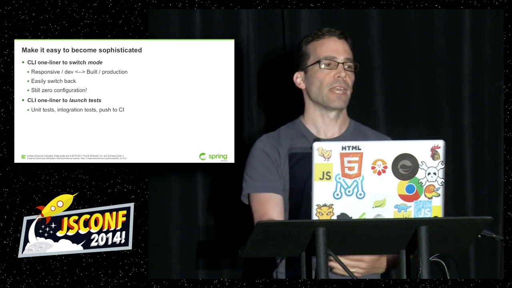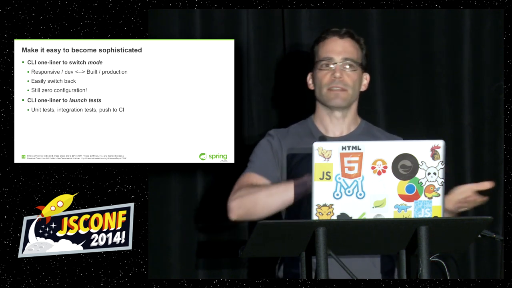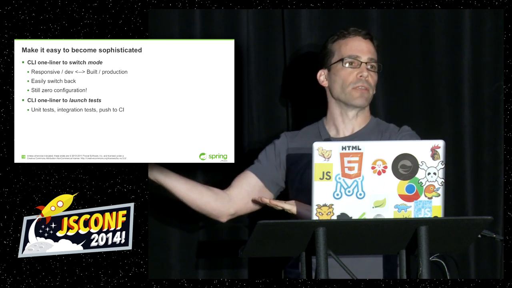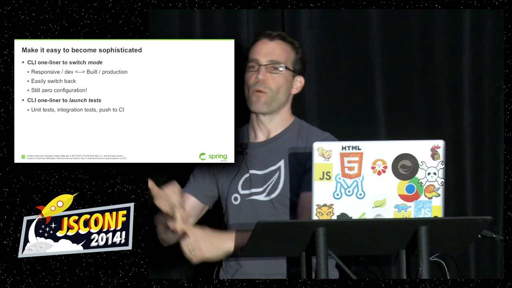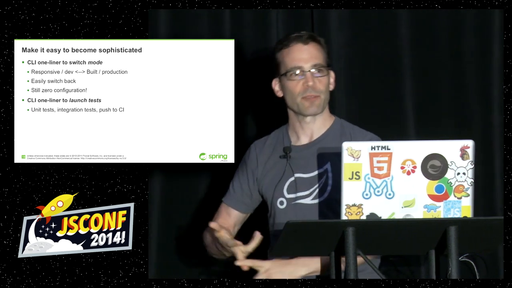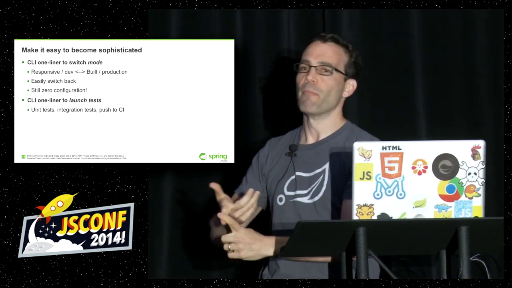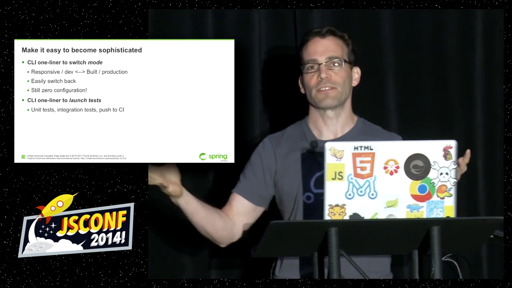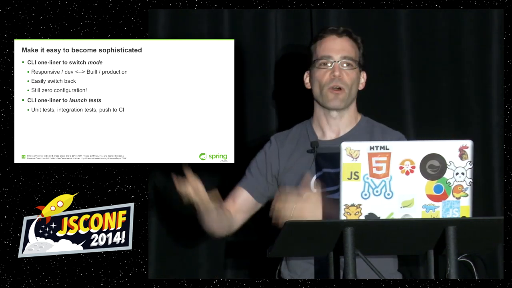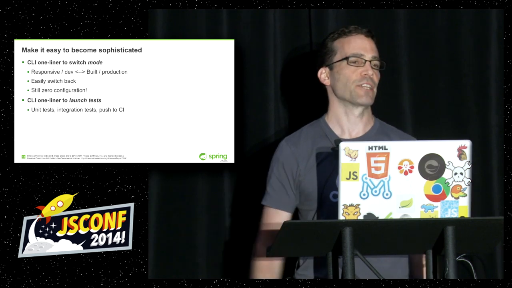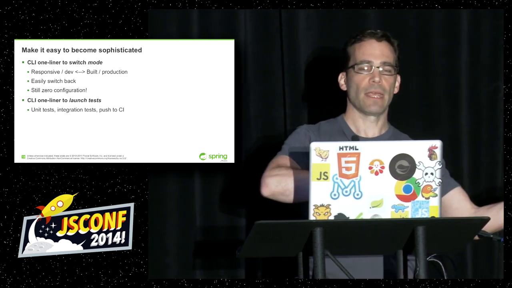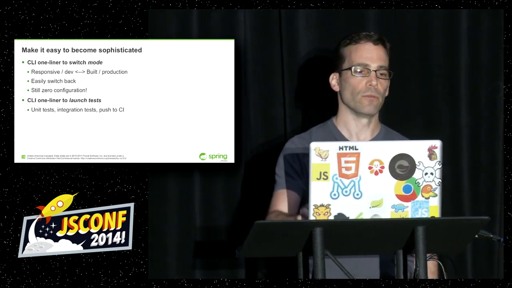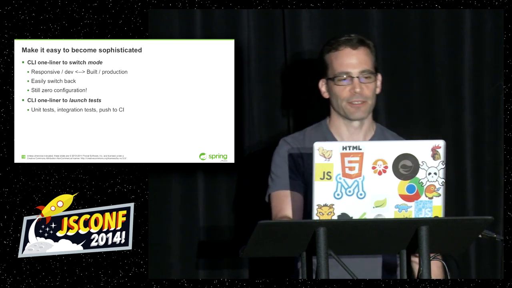Then if you want to get sophisticated, we want it to be a one-liner, very easy to move over to now you're building. And of course, when you're building, you've got file watchers, preprocessors, transpilers, bundlers and builders and all this sophisticated stuff, and that comes with source maps and all these things that could go wrong. So we want it easy to go back again, and you'll be able to go back and forth into whatever mode you want to, and still zero configuration.